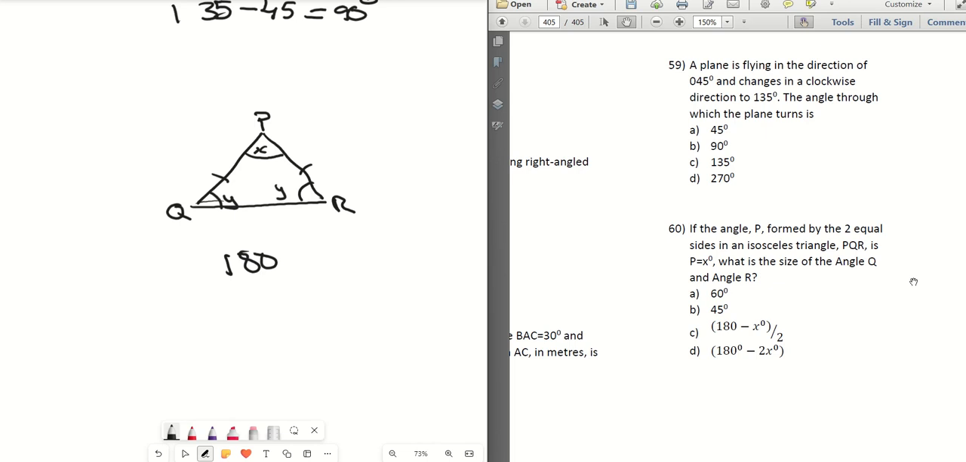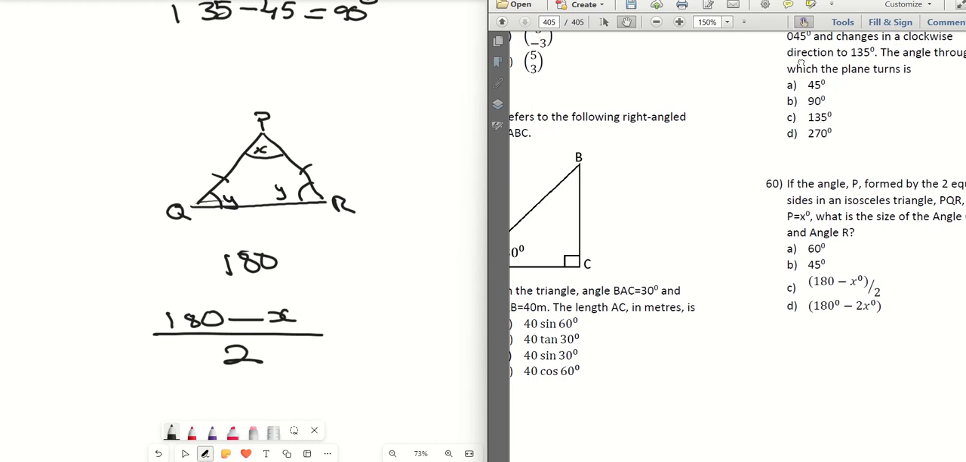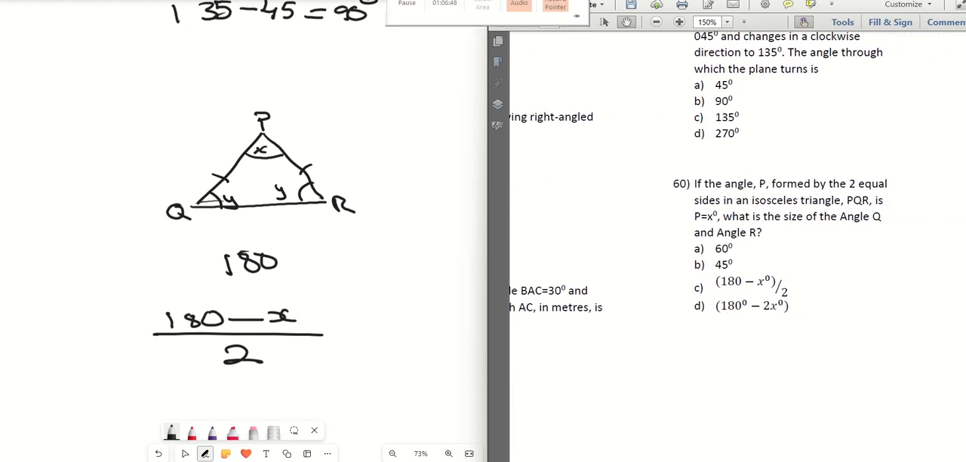If they ask what is the size of Q and R, it can't be A and it cannot be B. We don't even know what X is. So it will be 180 minus X, all divided by 2. Why did I divide by 2? Because these two angles are equal. So the answer for number 60 is C. And that is how you would do it. That is the end of June 2023, paper 1.